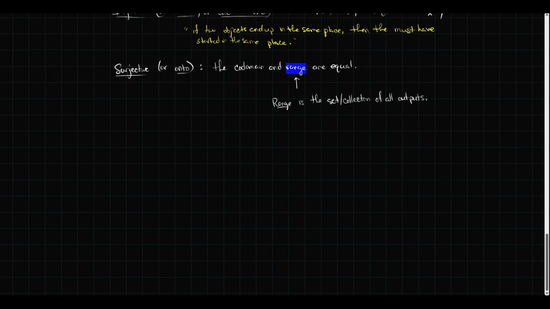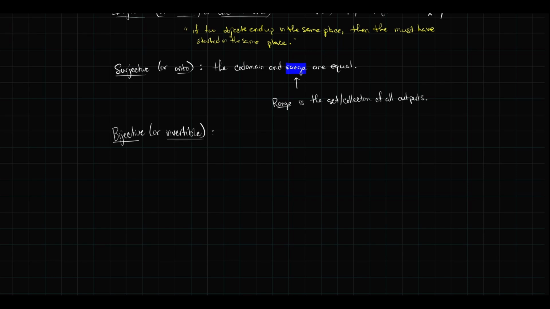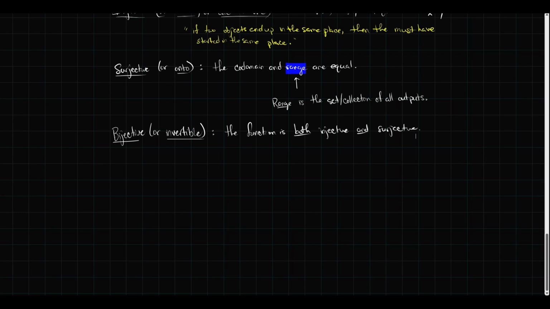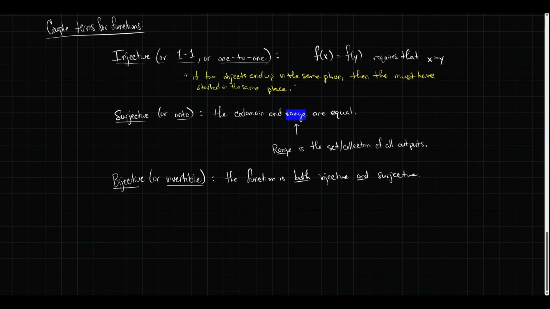If they're equal, then you have this thing called surjectivity, and then finally you have something called bijectivity, also known as invertible. So these are the same meaning too, and this is when the function is both injective and surjective. So if you satisfy both of the above, two objects end up in the same place, they must have started in the same place, as well as the codomain and range being equal, you have a function that's called bijective.